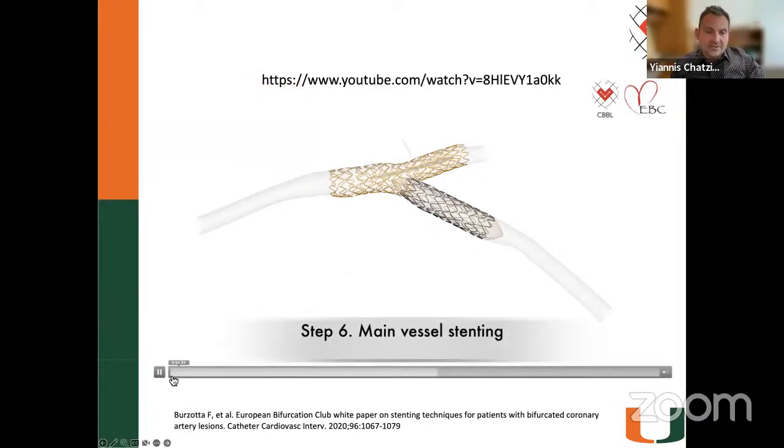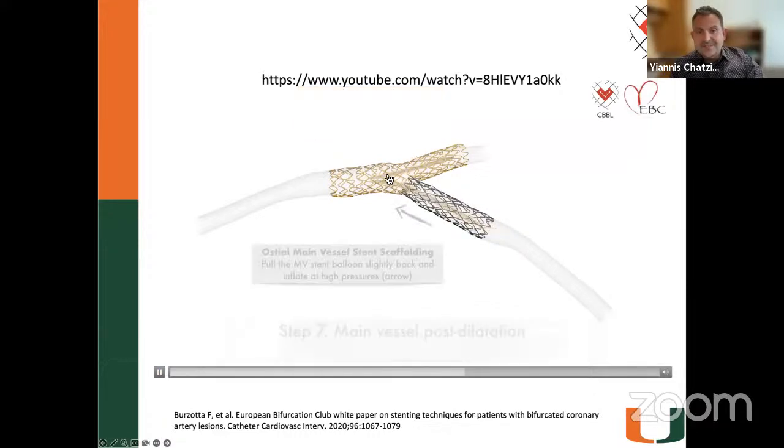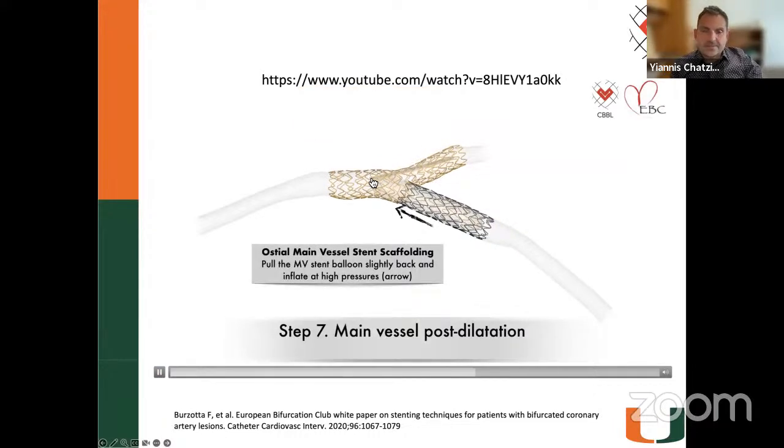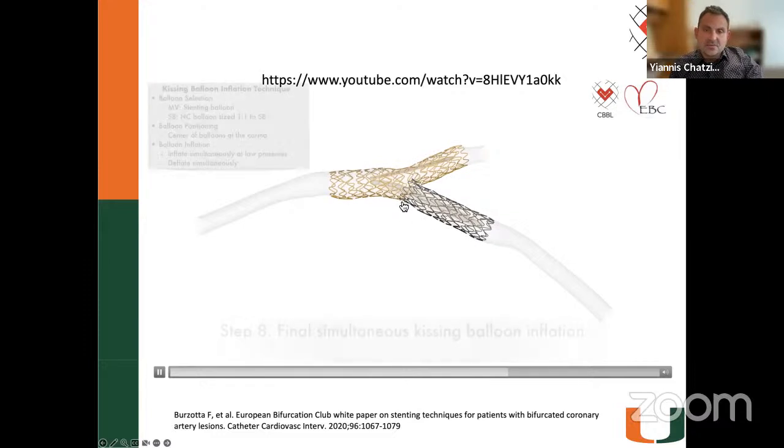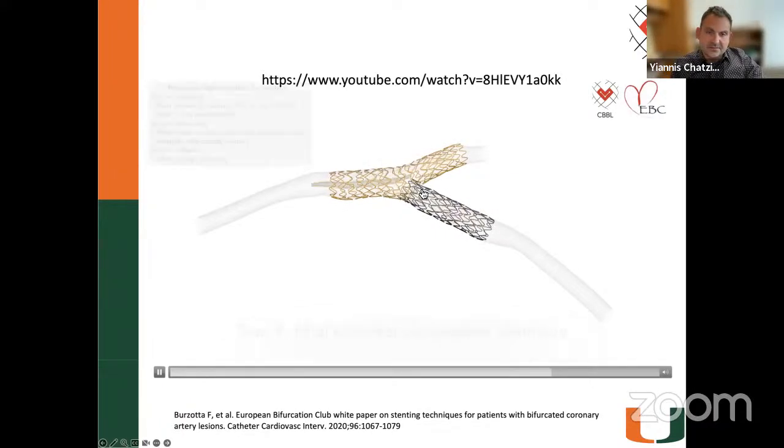Then we deploy the main vessel stent, which, as you see here, has to protrude by a couple of millimeters, a couple of struts, a couple of crowns, essentially, into the main vessel. And always we keep an uninflated balloon in the side branch. We pull back the stent balloon and we optimize the ostium of the main vessel. And then we do the kissing balloon inflation with the stent balloon pulled back and then the uninflated balloon of the side branch, both inflated in low atmospheres.